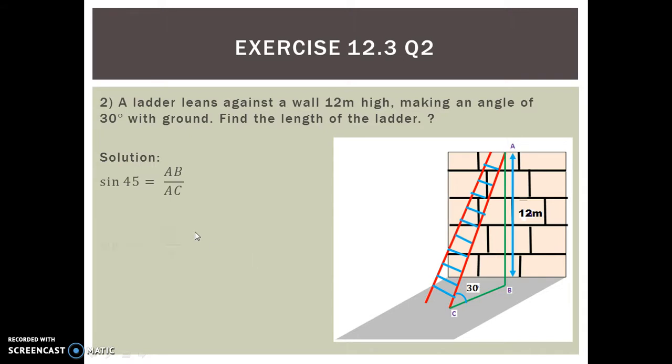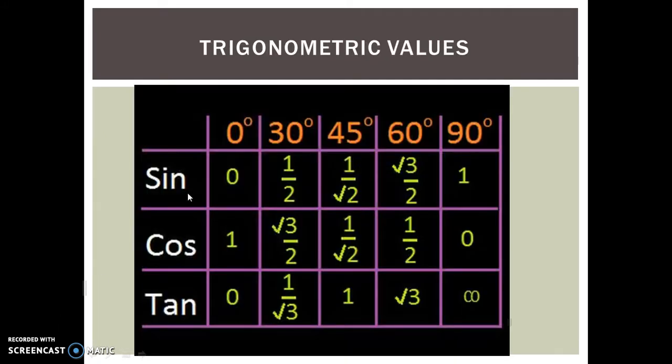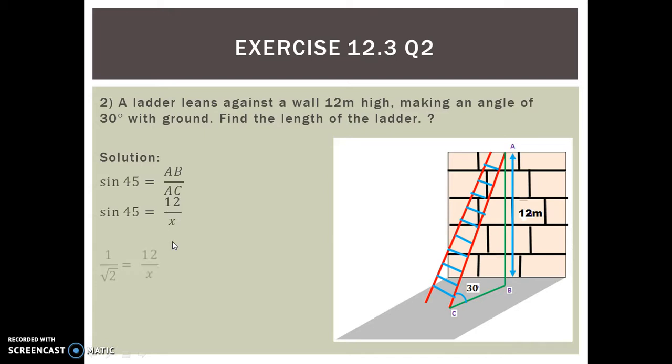Now putting in the values. What is the value of sine 45? Try to recollect. When we look at the table, the value of sine of 45 degree is 1 upon root 2. I hope now you are able to understand how we find the values by looking at the table, how we use this table to find the values of the different trigonometric ratios. These are the angles and these are the trigonometric ratios. So the value of sine 45 is 1 upon root 2, and the side AB is 12, and since we don't know AC, we will put it as x.